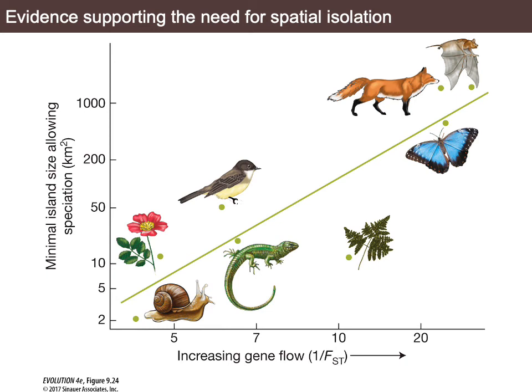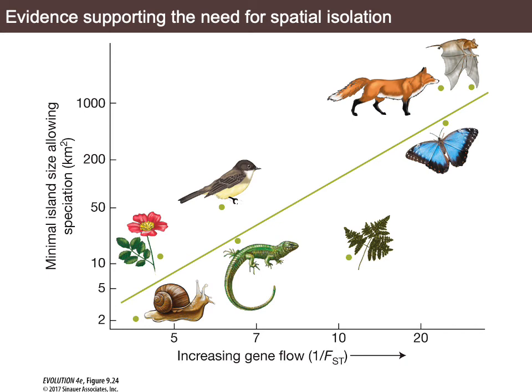Now, this graph is not just illustrating this phenomenon for a fox, a bat, a butterfly. This figure is representative of every island on the planet. And it's not just representing one bat or one fox or one butterfly. It is representing all bats, all carnivorous mammals, all butterflies.